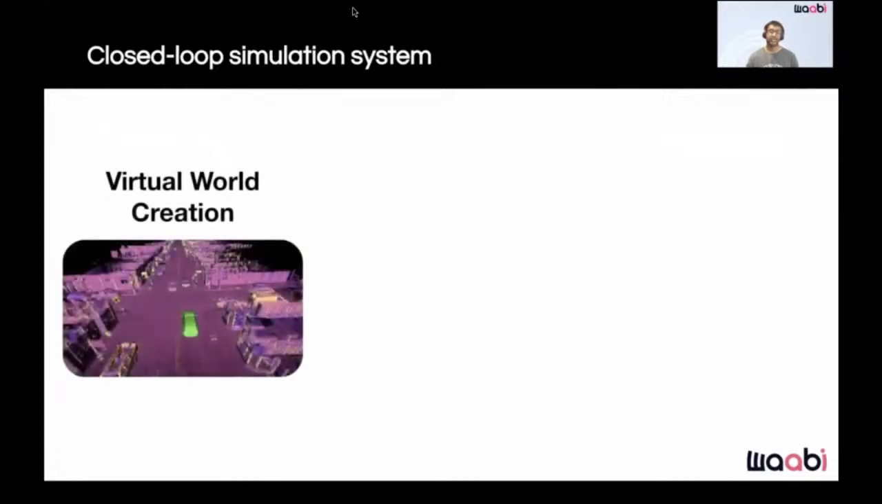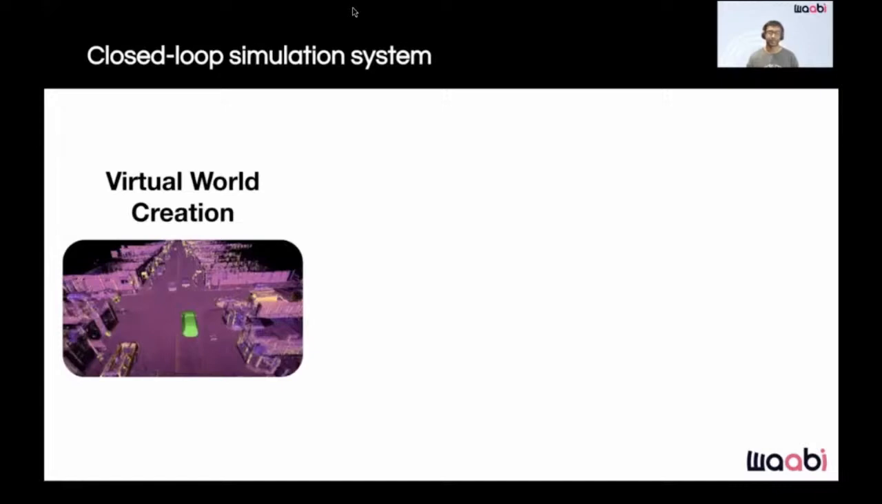To build a closed-loop simulation system, we typically need 3 main components. First, we need to build a 3D virtual world. This means we need to have geometry representations of both the static background environment, such as the roads and signs, as well as foreground dynamic actors, such as vehicles and pedestrians.